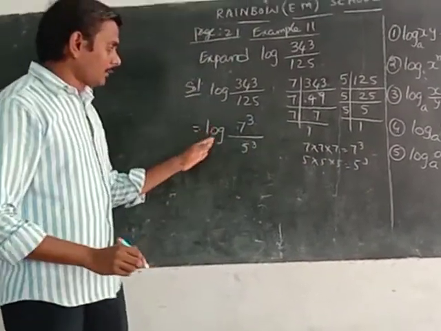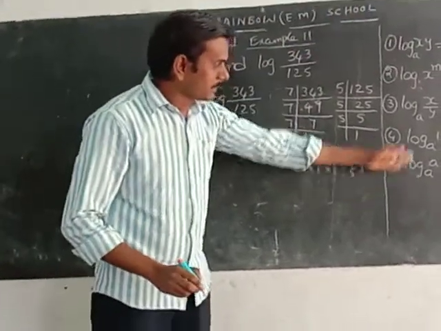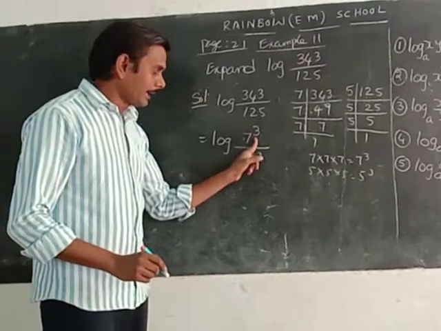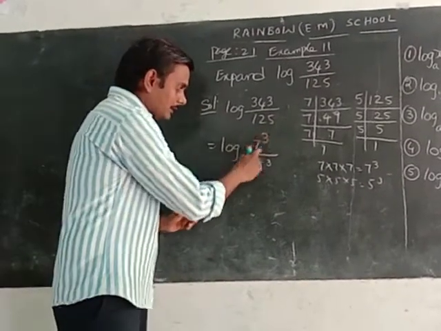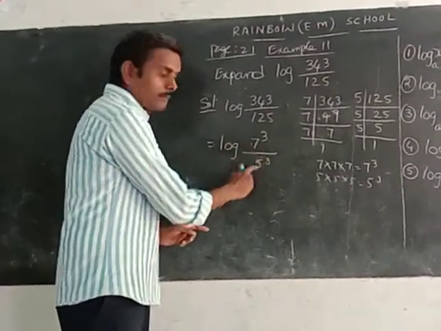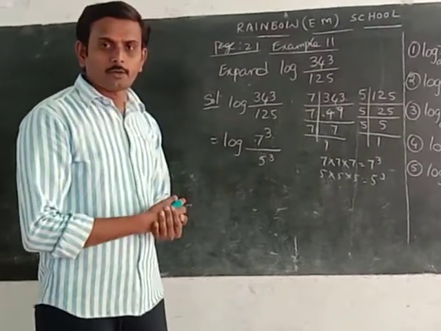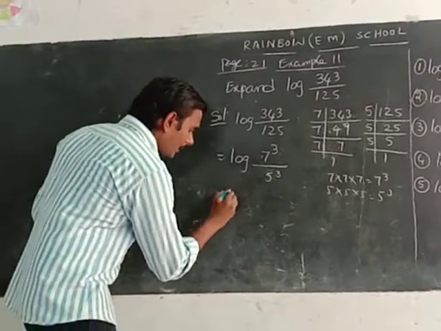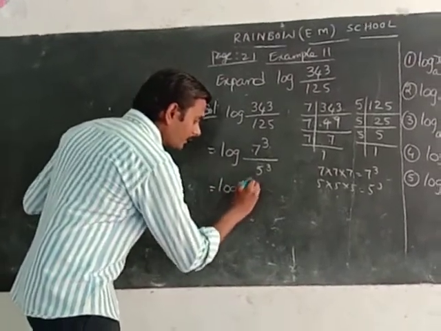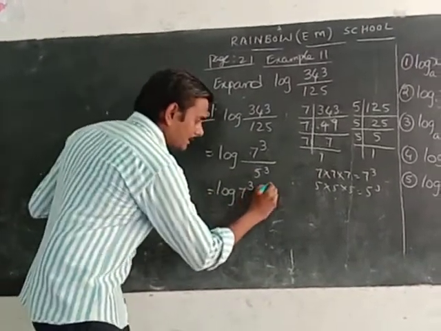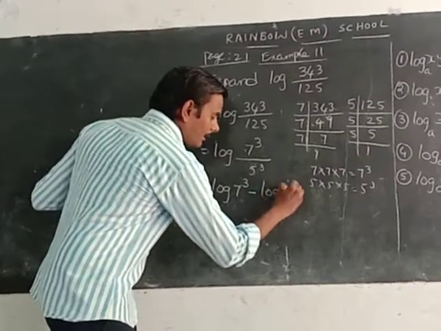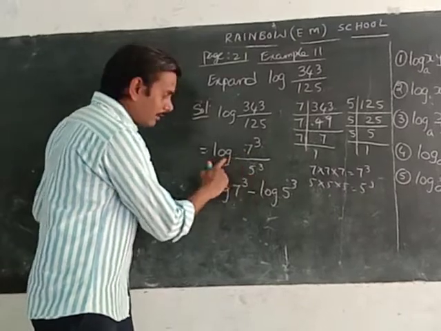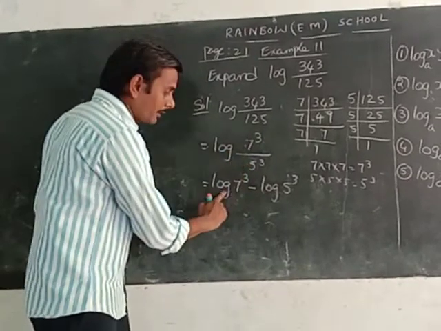Now observe, which logarithm law is suitable for this one. It is in the form of log x by y. This is x, this is y. Log x by y equals what? Log x minus log y. That means log x by y equals log x minus log y.